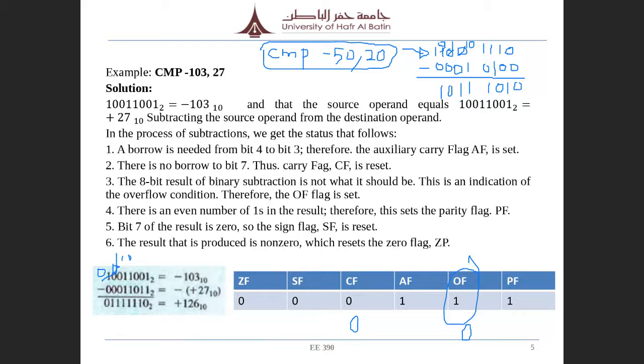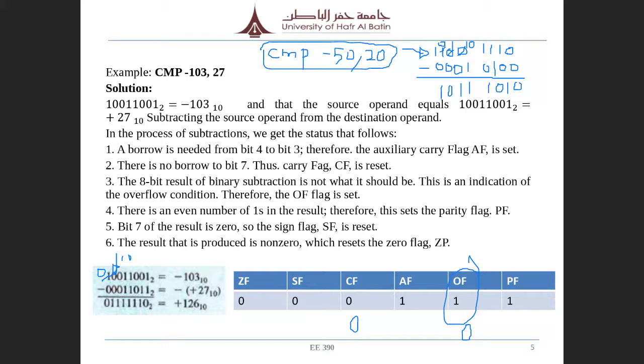Okay, so carry flag is 0. Why is carry flag 0? There is no borrowing happening at the MSB. And also there is no borrowing happening at the bit next to the MSB, bit number 6. We take a borrow from here, but there is no borrowing happening here from the MSB. So that's why overflow flag is 0 and carry flag is 0.